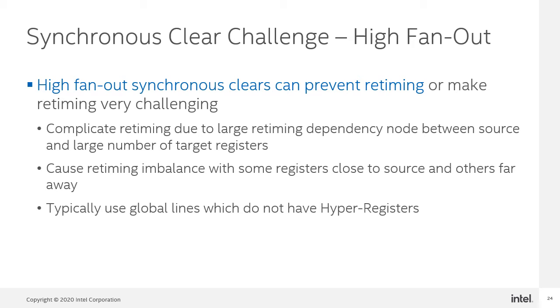Finally, global routes do not have hyper-registers. So if a high fan-out S-clear is distributed using clock trees, a common practice by FPGA designers, this can challenge the retiming even further. If retiming the data path means pushing registers into the S-clear path, but the S-clear path uses a global which does not have registers, then the data path can again become blocked. The takeaway here is that synchronous clears, though possible, can make retiming more difficult.